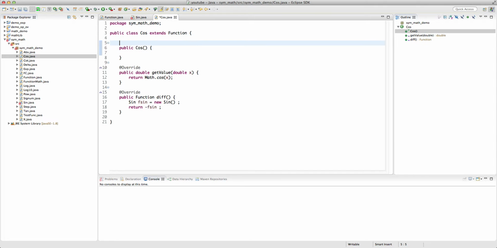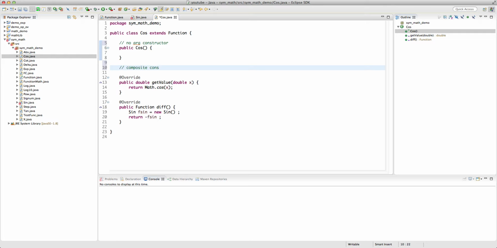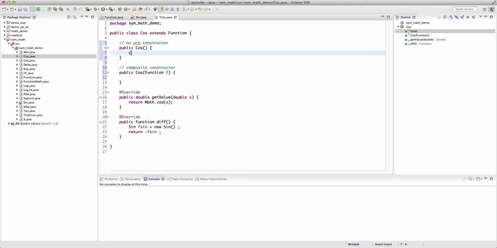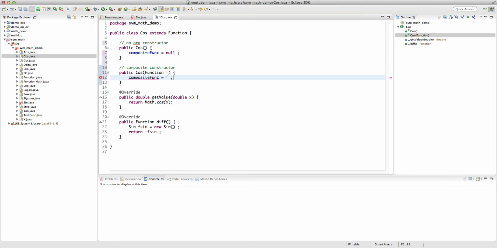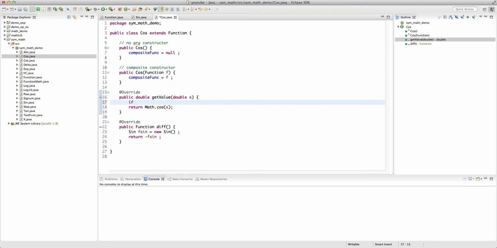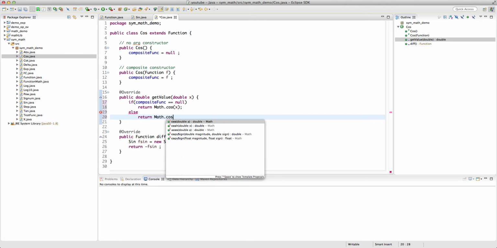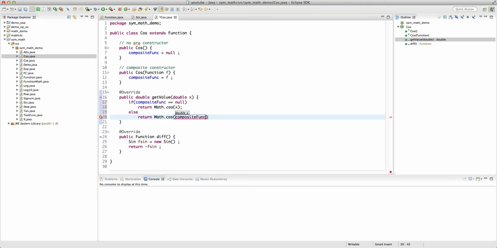Okay, so we have this no arg constructor, and then we want to have another constructor which is the composite constructor. So public Cosine, we pass in a function f, and then here we say that composite func should be null, we enforce this, and here we say that composite func should be f, okay? And here the same thing: if composite func is null, it means the no arg constructor was invoked, and if the composite function is not null, it means the composite constructor was invoked. Composite func getValue at x, okay?